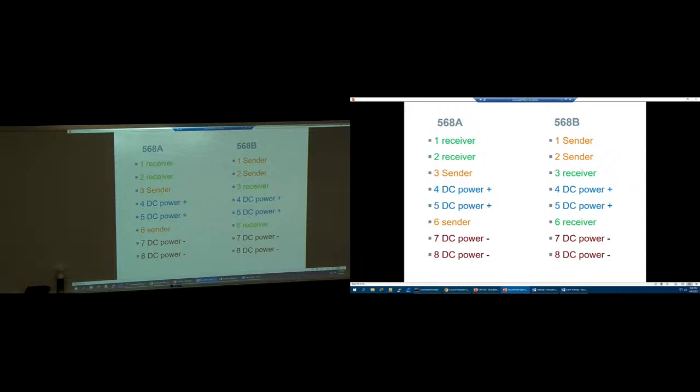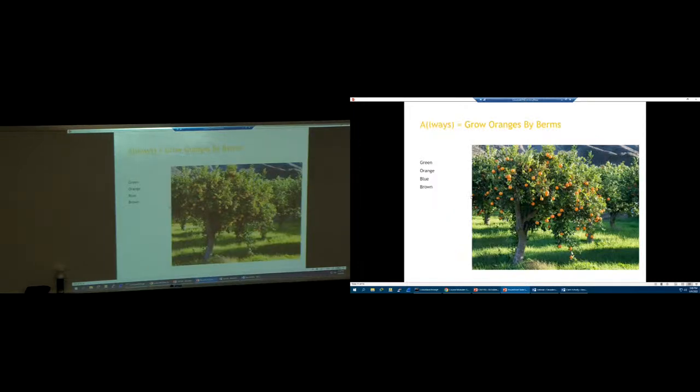Okay, so just a quick little way that I remember it. I mostly just know them now, but for the A: always grow oranges by berms. Green, orange, blue, brown. You could probably make one up that's better for you to remember. Grow is for green, orange is for orange, by blue, brown.